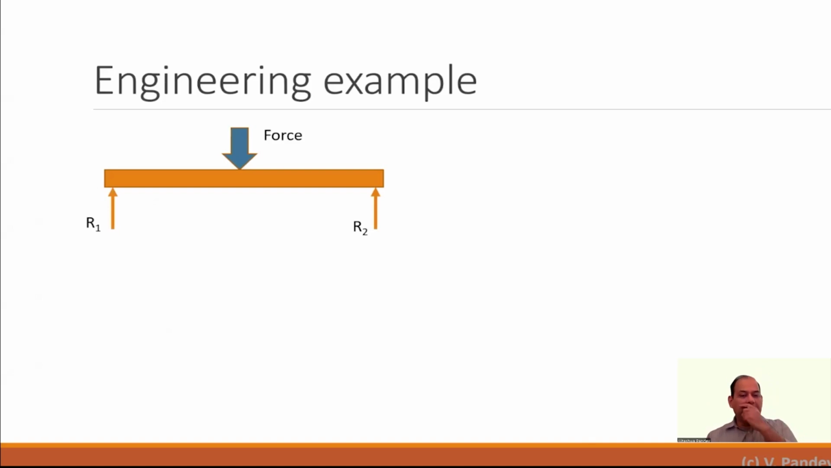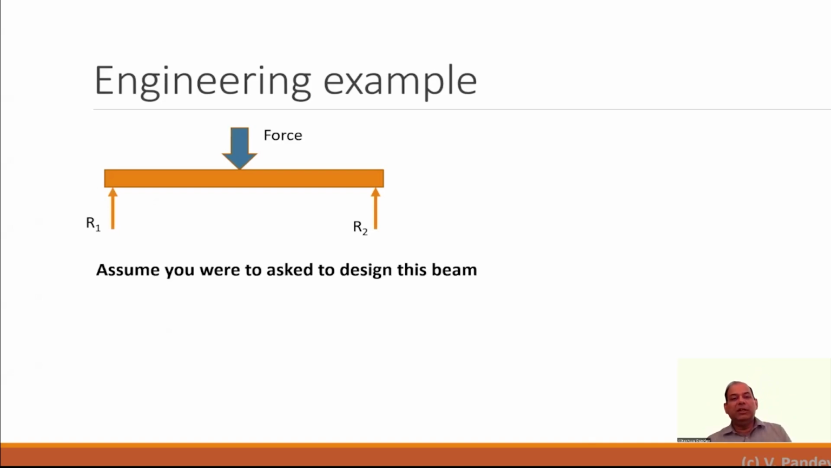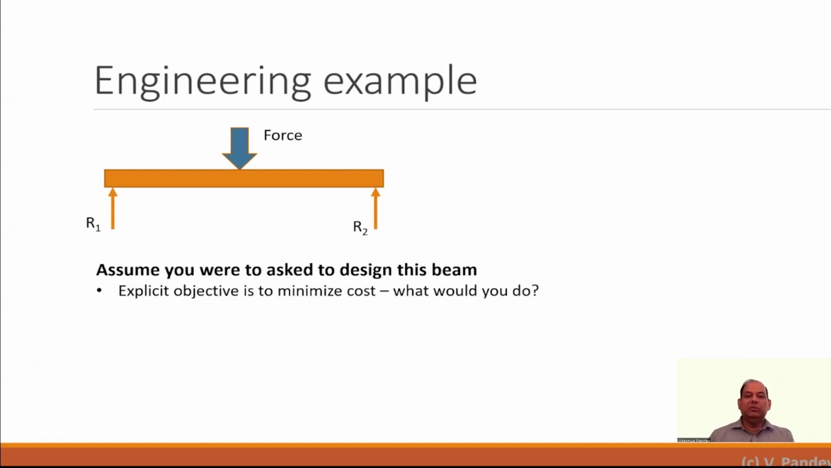Then we can extend this to a little bit more engineering examples. One of the things that we see in aerospace quite a bit is minimize cost, right? Let's say a simple structure within a larger system. If the explicit objective is to minimize cost, what would you do?